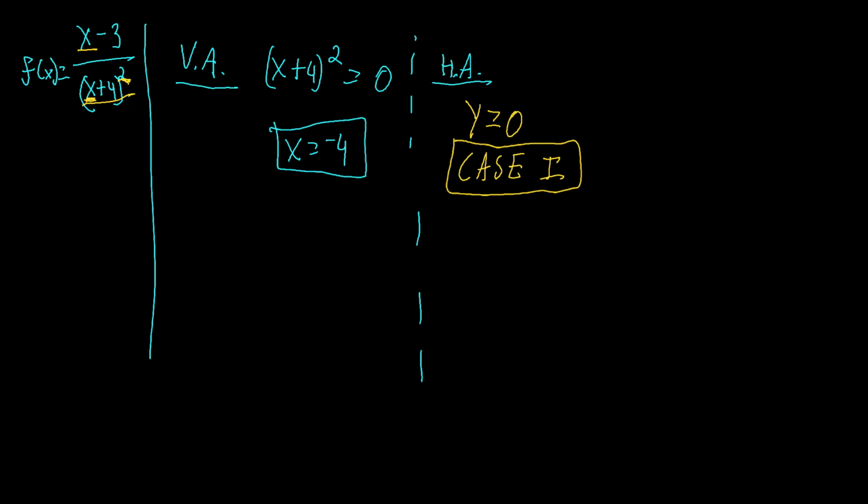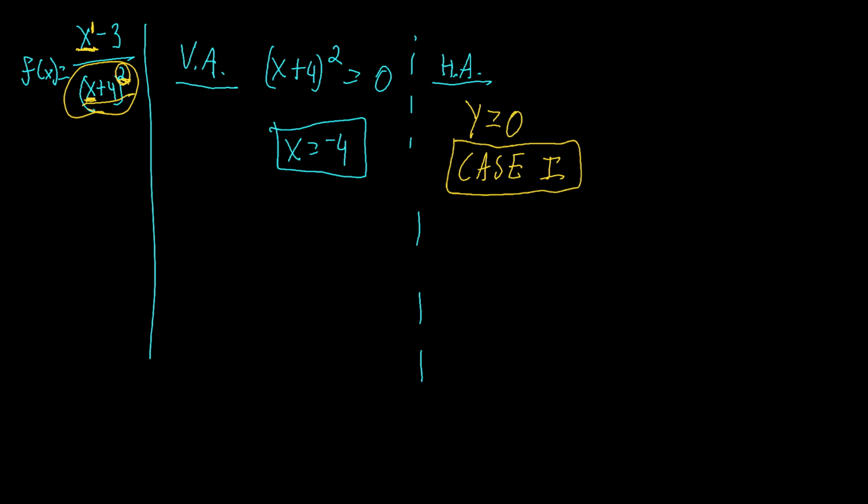If you don't remember what that is, go look back in your notes. But remember, this has to do with the degree of the top and the degree of the bottom. So the degree of the top is 1. The degree of the bottom is 2. If I FOIL this whole term out, I'll get x squared plus 8x plus 16. And that is a degree 2 polynomial on the bottom. Since 2 is greater than 1, we have a case 1, so our horizontal asymptote occurs at y equals 0. It's just a matter of looking at and memorizing those cases.